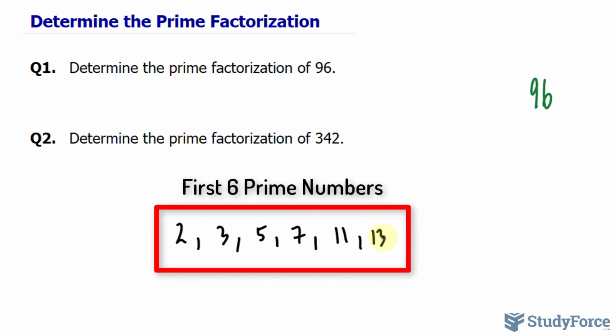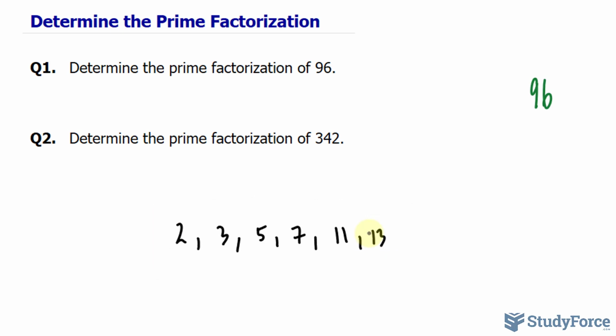You have to ask yourself, what is the lowest prime number in this group that divides into 96? And that's 2. So write it down and separate these two columns with a line down the middle. Then divide 96 by 2. 96 divided by 2 is 48.